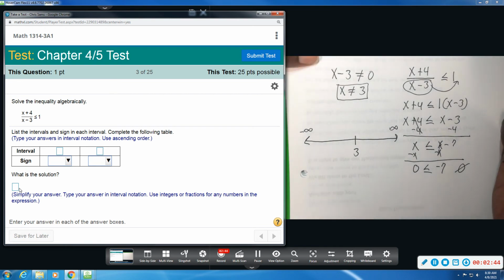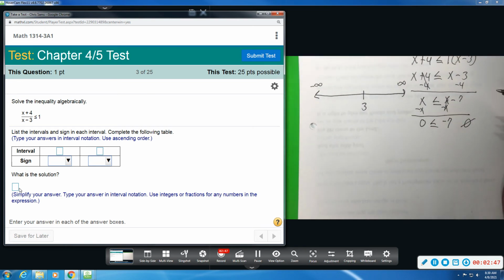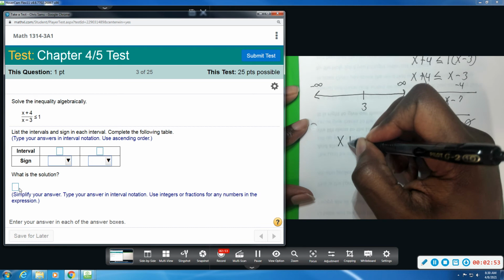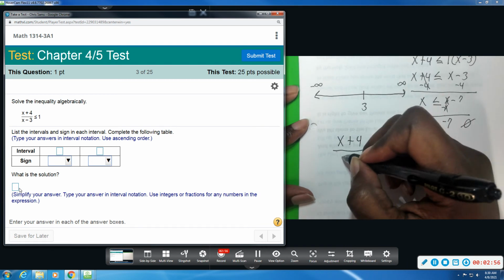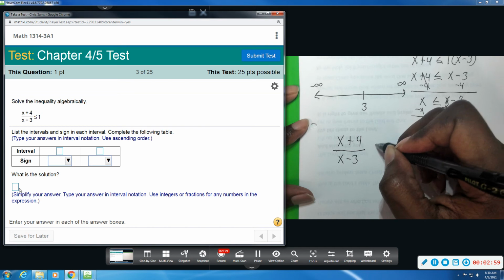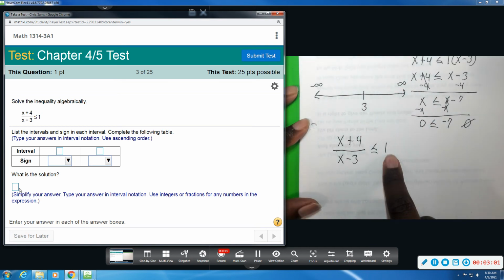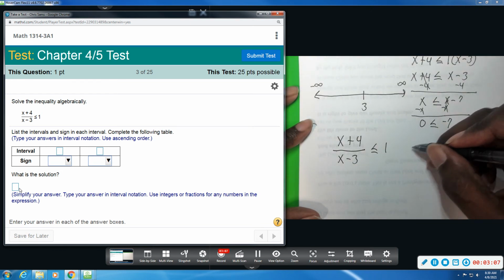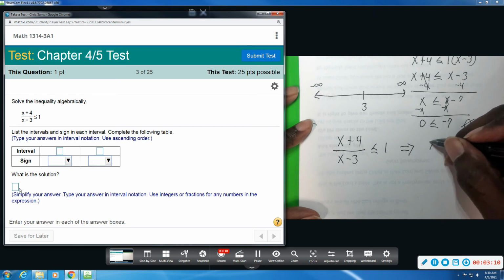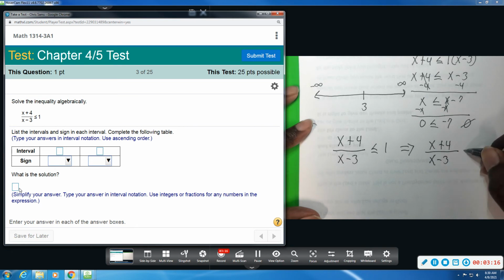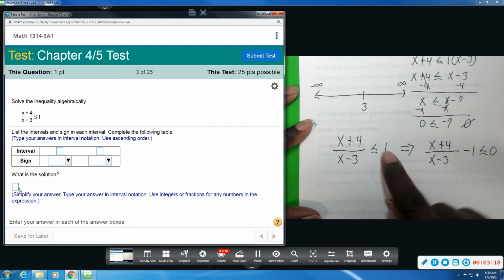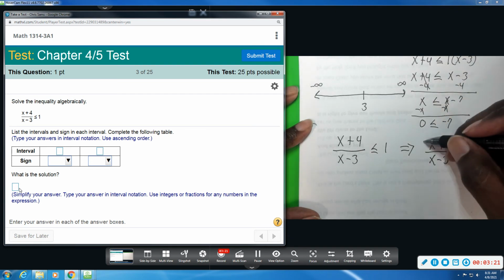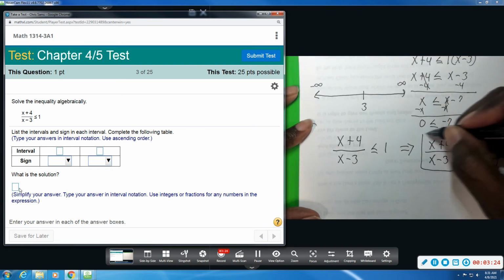This one, you want to actually find the values here. So we have x plus 4 in our original problem divided by x minus 3 less than or equal to 1. We need this side to be 0. So what we're going to do is we're going to subtract 1 and move it over. So when I do that, my problem now becomes x plus 4 divided by x minus 3, and then minus 1 is less than or equal to 0. So we just subtract that 1 over. So this is the part we're going to be solving right here, making sure this is less than 0.